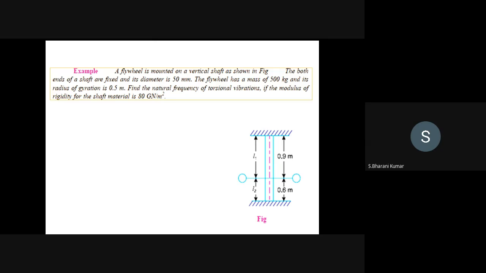The same kind of sum can be solved in longitudinal vibration also. Here it is used for torsional vibration. Only one thing changes, the frequency formula. The remaining things are the same here.